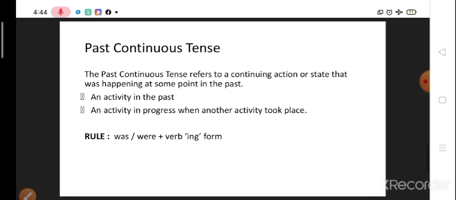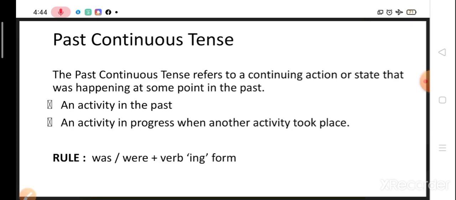Next tense is past continuous tense. So the past continuous tense refers to a continuing action or state that has happened at some point in the past. Whenever we refer to an activity in the past, it is generally a past continuous tense. Also, an activity in progress when another activity took place.